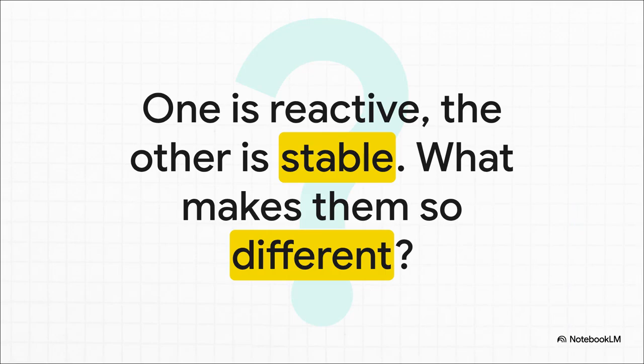So here's the big puzzle for today. On one hand, you've got this super reactive molecule, and on the other, its cousin, which is just incredibly stable. They're part of the same family, but one's a live wire, and the other's totally chill. So what gives? What makes them so different?